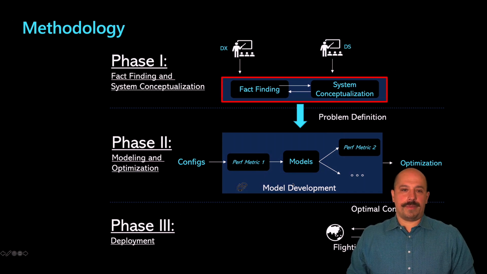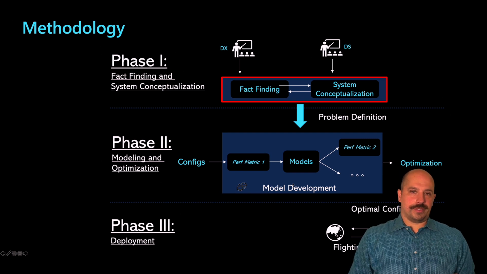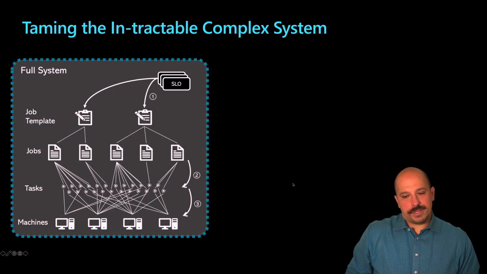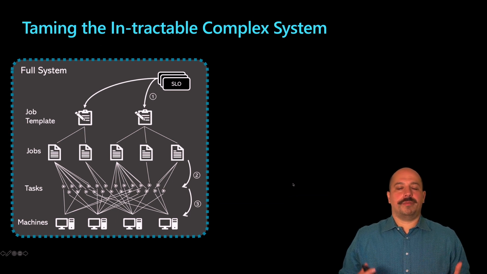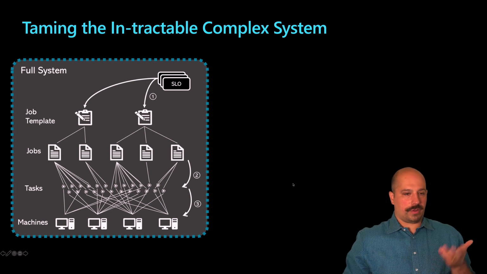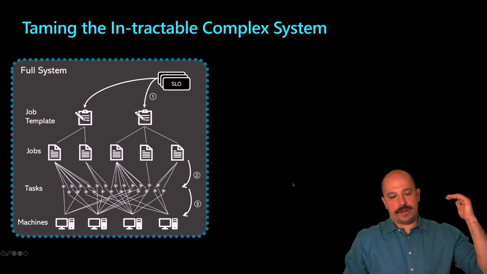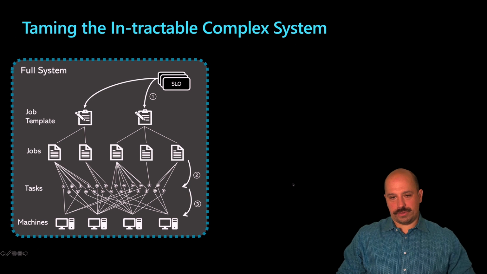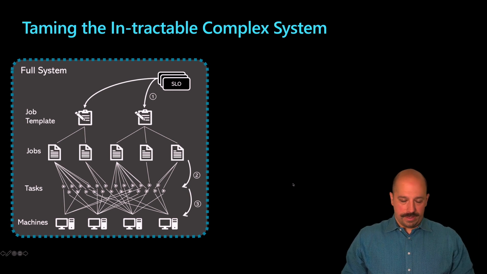Let me tell you a little bit more about this fact-finding and system conceptualization step, because I find it particularly interesting. So the game here is taming an intractably complex system. When we start, we have this big picture, right? And if you remember the number, we have hundreds of thousands of jobs running billions of tasks over hundreds of thousands of machines every day. And we need to look at maybe at least a month worth of data, right? So those numbers grow by 30 times.